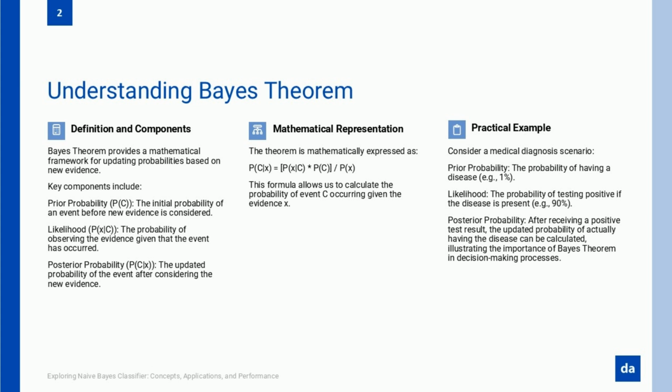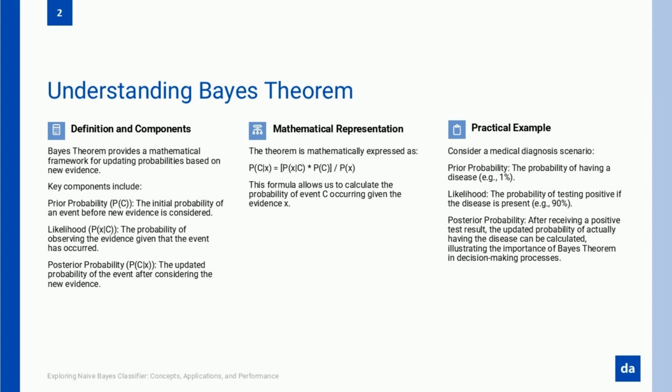P of C given x equals P of x given C times P of C, all divided by P of x. Let me explain. P of C given x is the probability of your class, like spam, being true after considering the evidence x. P of x given C is the likelihood of observing that specific evidence if the email is indeed spam. P of C is your prior, how common spam emails are in general, and P of x is the total probability of that evidence appearing in any context.